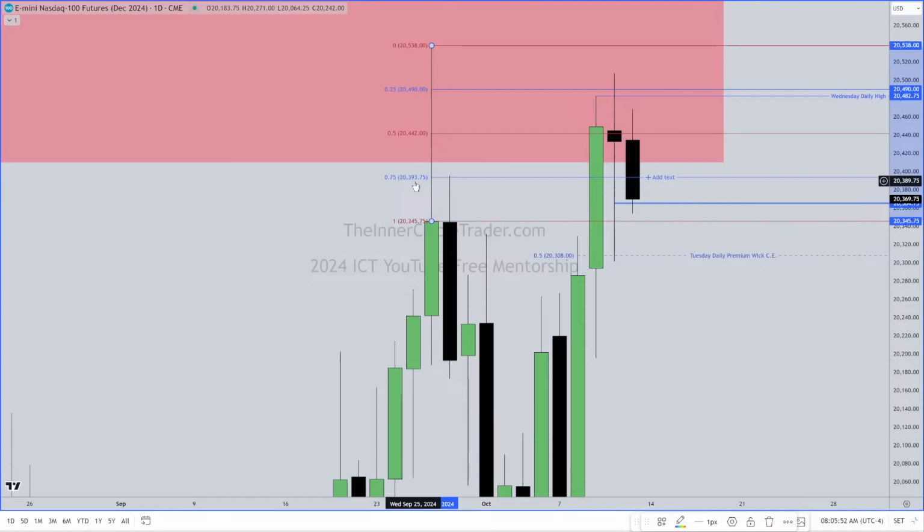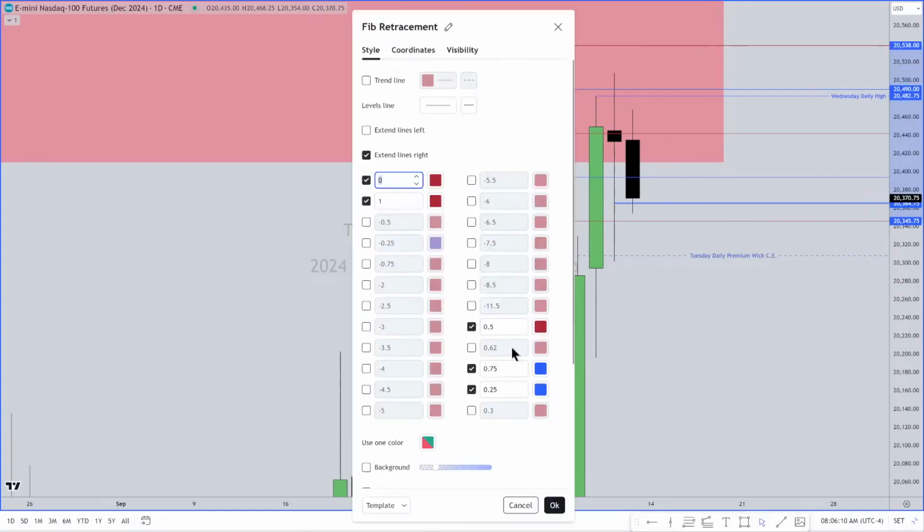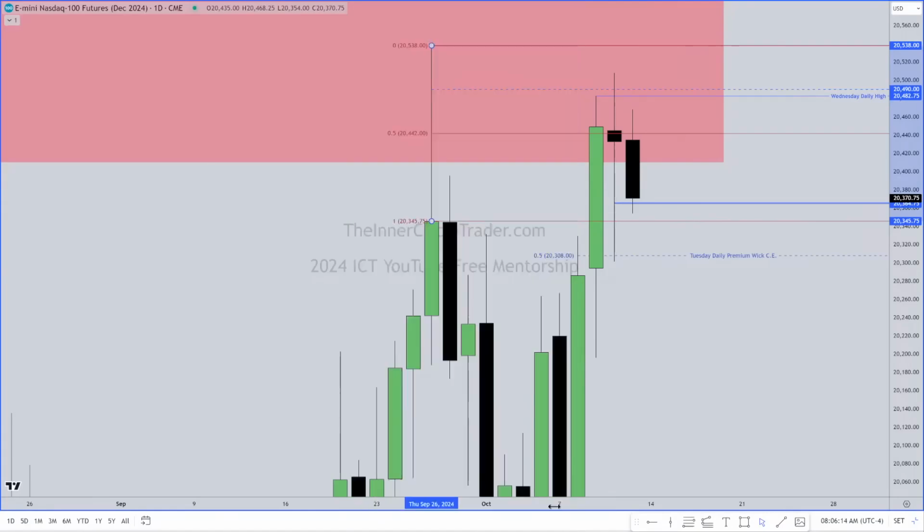Lower quadrant's 20,393.75. And then you have the low of this wick, which is this candlestick's close. Okay, so the upper quadrant level, right there, when I take the quadrants away, you'll see that that's the reason why that's anchored as it is.